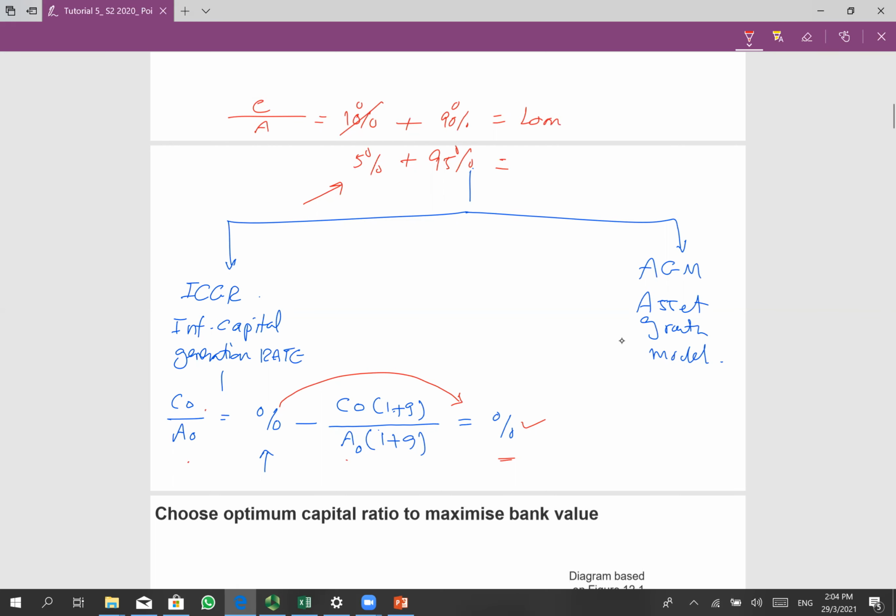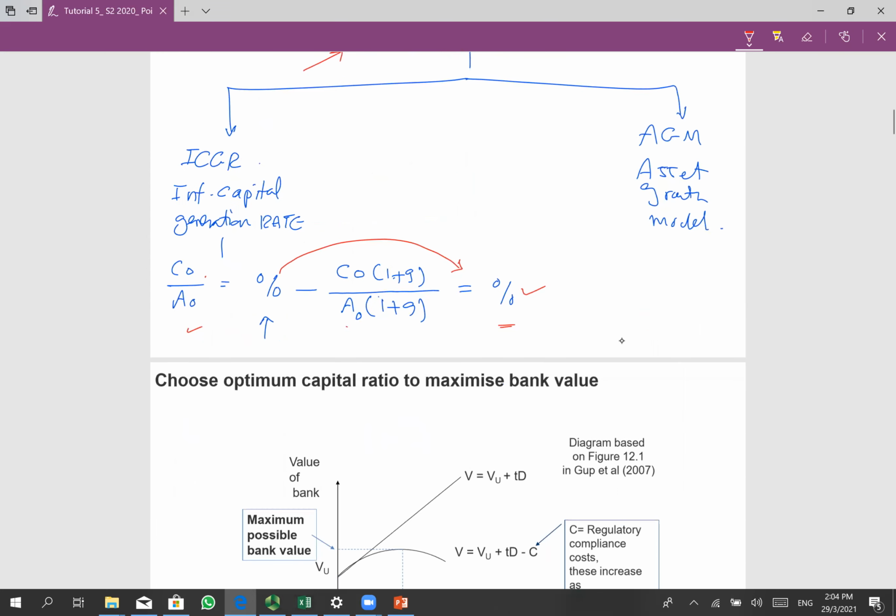This model will tell me, keep this 10% all the time. You want to grow? Fine. When this capital grows 10% more, go and let your assets grow 10% more. And we continue like this. This is the whole story. Now, the asset growth model is different.